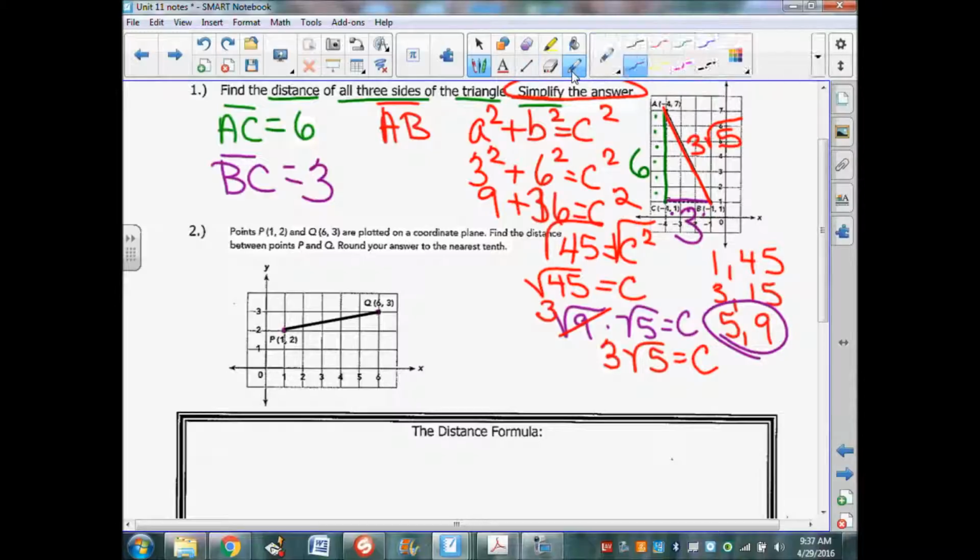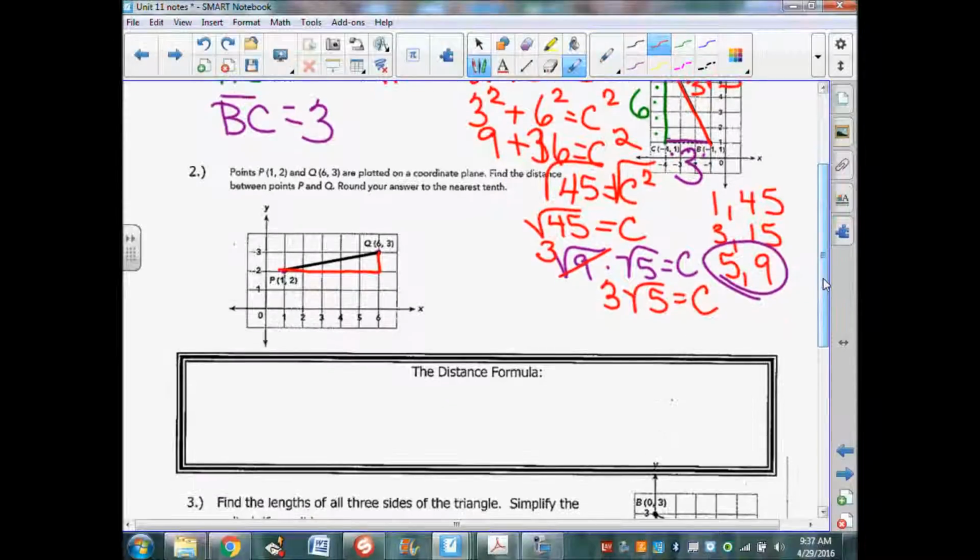Can I count that distance? I can't because it's diagonal. I need a perfectly vertical or a perfectly horizontal line in order to count. So I can't count it. But what I can do is I can make my own little right triangle out of it. Because we know how to use the Pythagorean theorem to help us find the lengths of the sides of a right triangle. So right now, I know that this little side right here is 1 box.